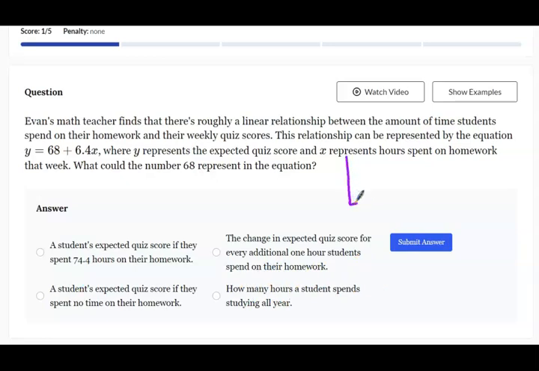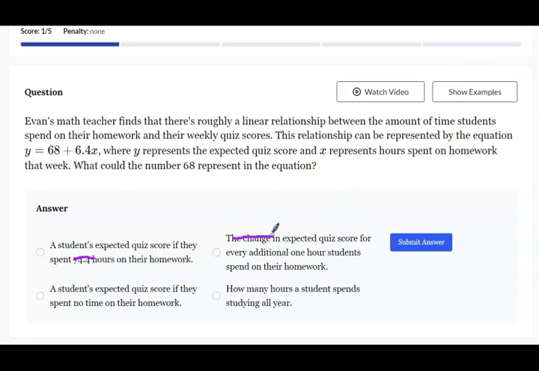Well, if we were to graph this, and x is the hours spent, and y is the score, and we have a 68 as our initial value, and then the score goes up 6.4 for every hour that you study. So that means that 68 is your initial score, or your score if you study for 0 hours. That's what that means. So it's not that they've worked for 74 hours.